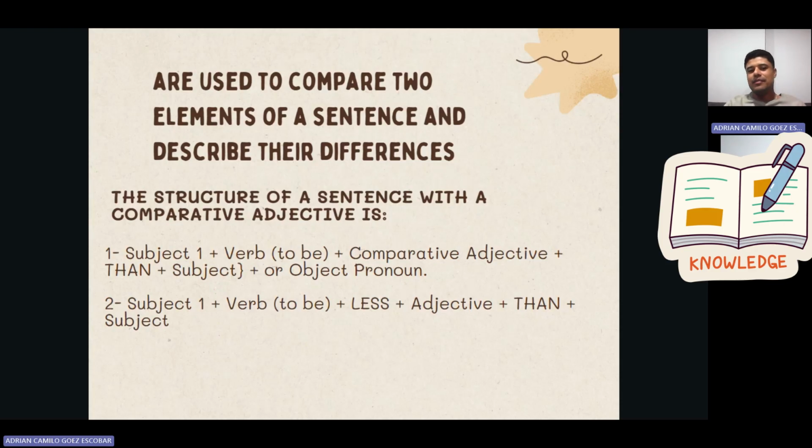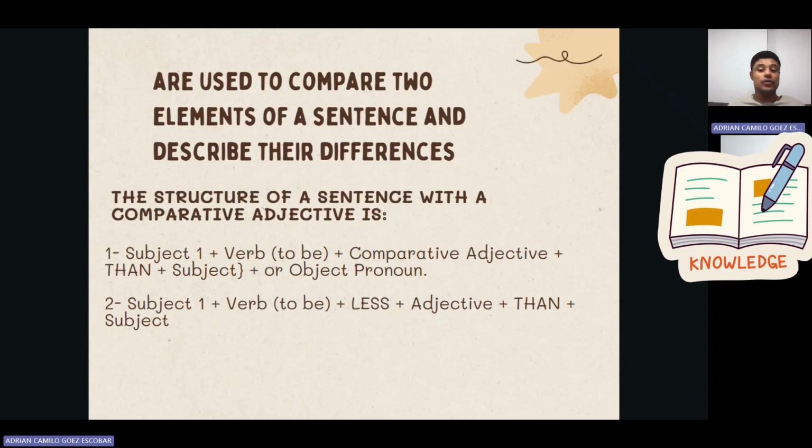And the verb to be is generally the main verb of the sentence, which must agree in number with subject one. In most cases, the verb to be is "is", "are", "was", or "were". It is used because adjectives usually describe the state of the subject. Then the comparative adjective: this is the central piece of the structure. It is the adjective that has been transformed for comparison.